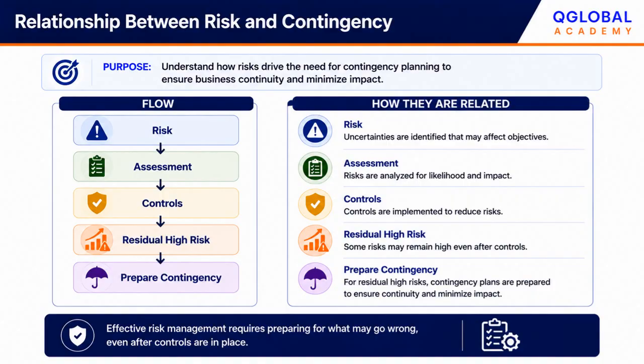Effective risk management means preparing not only to prevent problems, but also to recover quickly when prevention is not enough. This combination of prevention and preparedness creates a resilient organization.